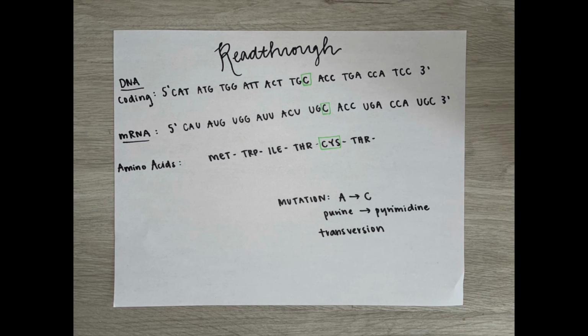However, in this example, the original DNA sequence had another stop codon a few amino acids down, causing translation to end. This mutation substitution was adenine replaced with cytosine, which is a purine replaced with a pyrimidine. This was a transversion mutation.